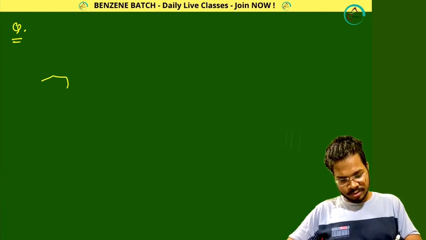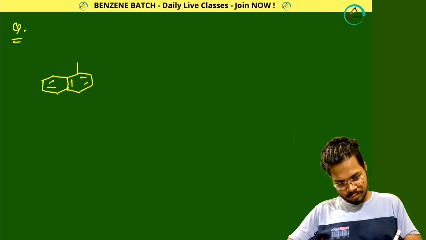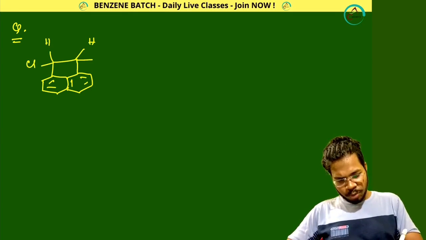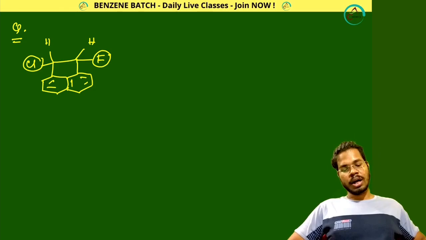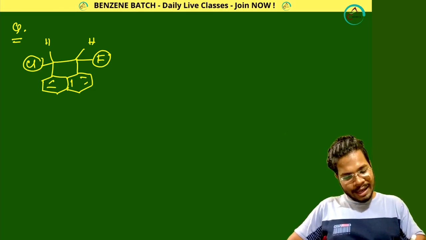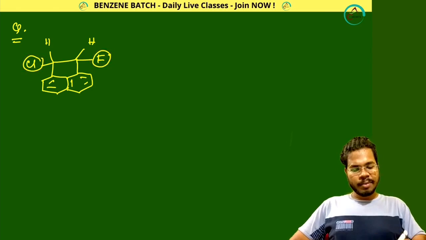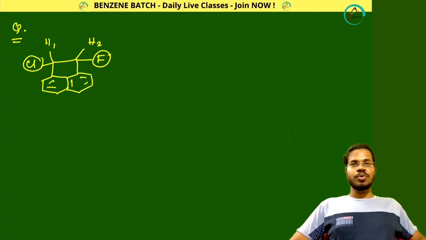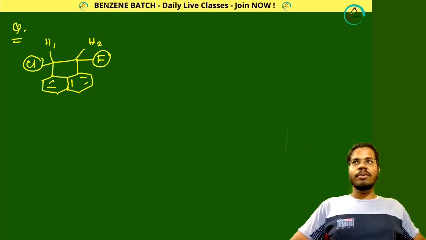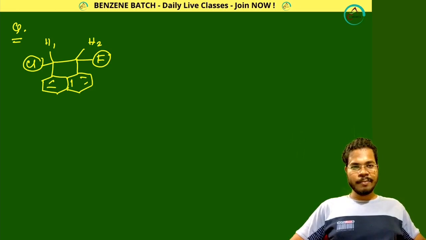Now the last question that I will solve over here. Out of these two, this is my fluorine and this is my chlorine. Both are my leaving group, right? Fluorine is a very bad leaving group. Chlorine is a little bit good leaving group. So now tell me, these hydrogens or these hydrogens. This is hydrogen 1, this is hydrogen 2. Which one should I consider, hydrogen 1 or hydrogen 2?